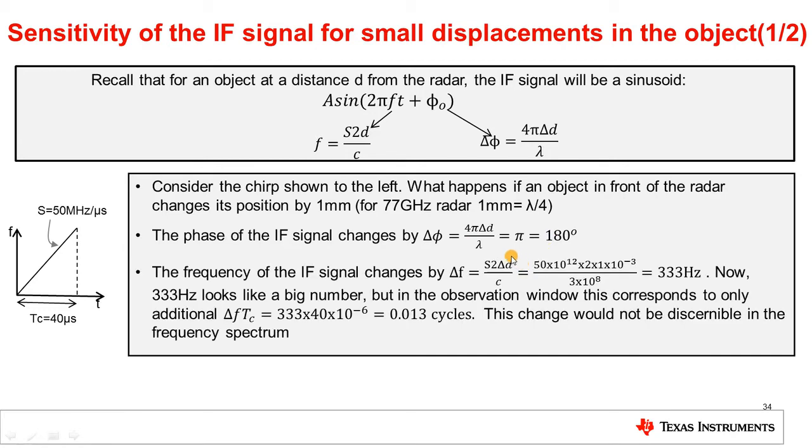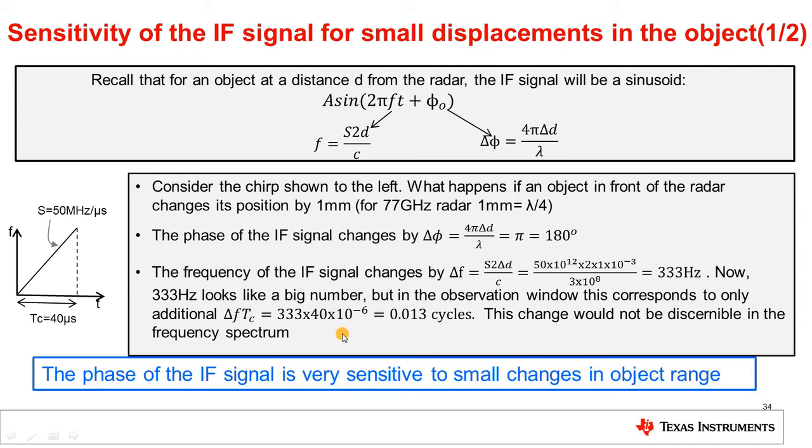Now, what happens to the frequency? The frequency of the IF signal changes by delta f equals 2 S delta d by c, which is directly obtained from here. Plugging in the values, S is 50 megahertz per microsecond, times the distance delta d of 1 millimeter, divided by the speed of light. I get an answer of 333 Hertz. Now, this may look like a big number, but in the observation window of Tc equal to 40 microseconds, this corresponds to a mere 0.013 cycles. So this change would not be discernible in the frequency spectrum.